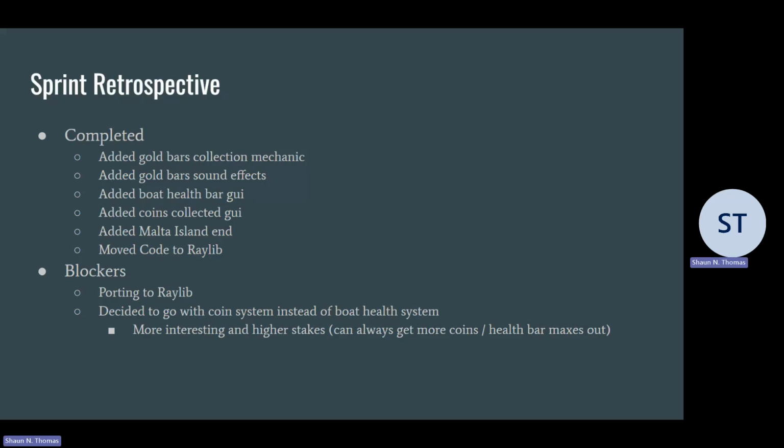And then just a small change I made from the previous sprint. I decided to go with the coin system to have a little score instead of going with a system to collect things to increase the boat's health. I feel like it'd be more interesting to have the gold coin system so that there's always an incentive to keep getting more coins instead of the health bar system. Because you can only get so many health bar increases until it just maxes out, and then there's not a point to get them.